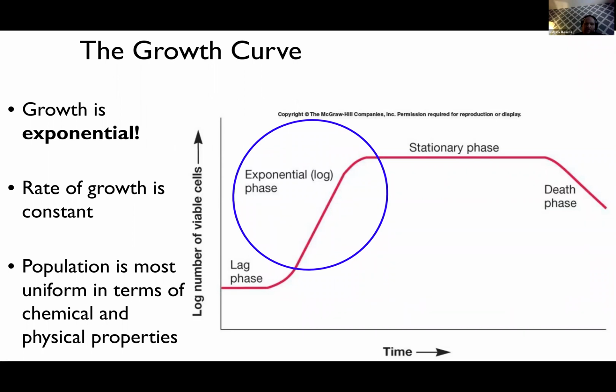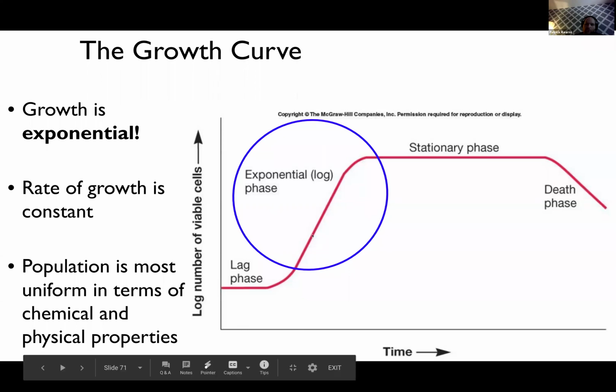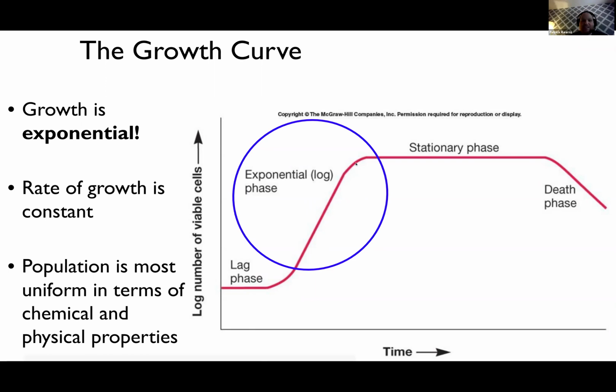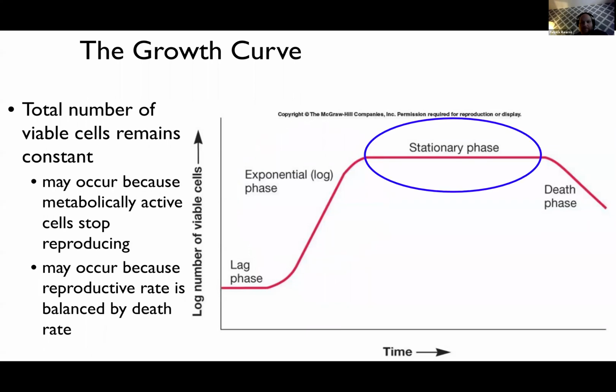Becomes 4, 4 becomes 8, 8 becomes 16, and so on and so forth. That's exponential growth. And the interesting thing about exponential growth is that this rate of growth, so the amount of cells we're adding, is constant. So that's why it has this linear progression. In terms of the population as a whole, the population is the most uniform in terms of its chemical as well as physical properties. So the cells are all doing pretty much the same thing in this phase, and they're all pretty much comprised of and have the same amount of nutrients inside them as well.